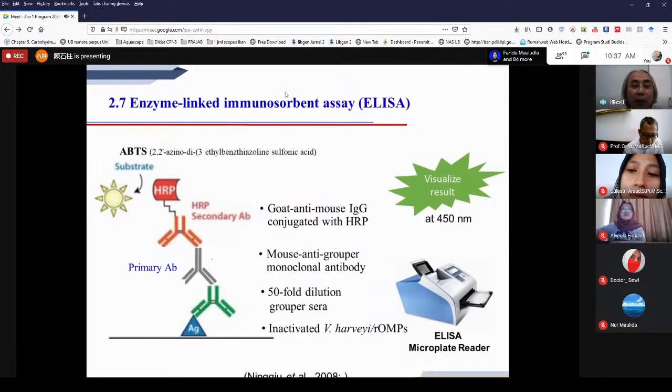ELISA, enzyme-linked immunosorbent assay, we call it ELISA. So you coat your antigen and the first antibody is from the grouper. We vaccinate the grouper, take blood, and isolate the serum from the blood, and use the mouse anti-grouper monoclonal antibody and the goat anti-mouse IgG conjugated with HRP as a second antibody, okay? And use the substrate. You can see some color here. So we call it the enzyme-linked immunosorbent assay, abbreviation ELISA.